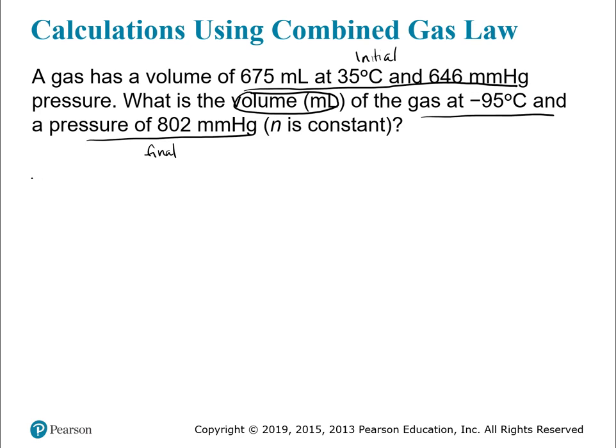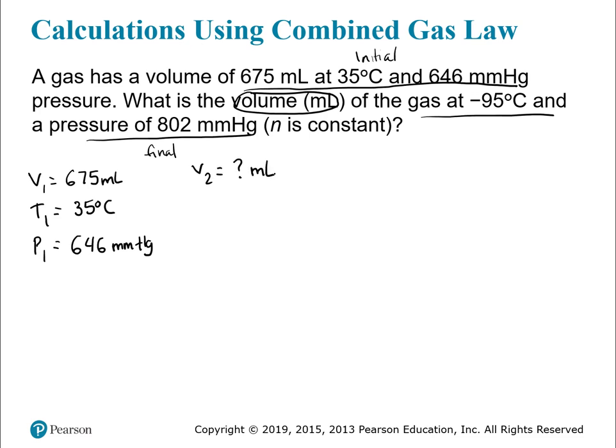So let's write it all out. Our V1 is 675 milliliters, T1, 35 degrees Celsius, P1, 646 millimeters of mercury. V2, we don't know, but it needs to be in milliliters because that's what the question is asking for. T2, negative 95 degrees Celsius. And our P2, 802 millimeters of mercury.